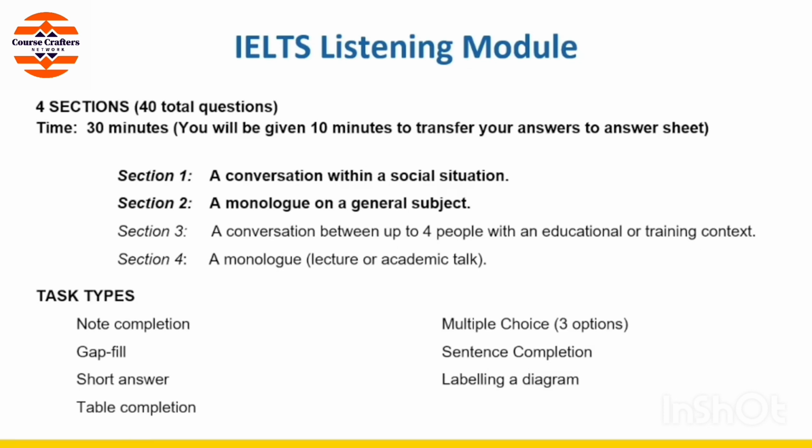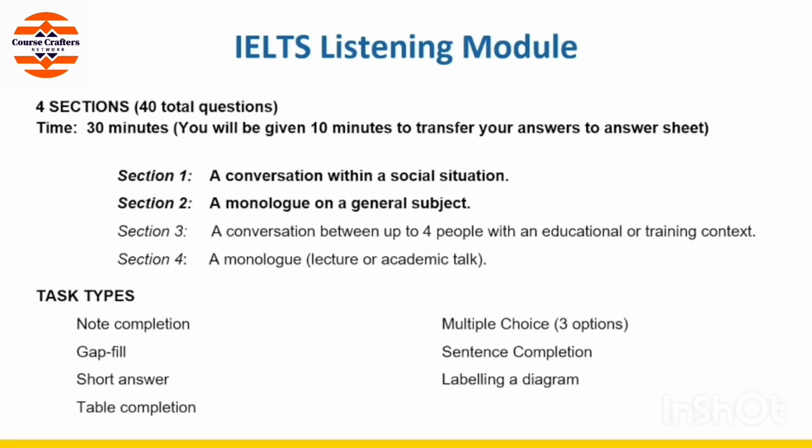In the IELTS test, you'll see 4 different sections. Section 1 is going to be a conversation within a social situation. Section 2 is going to be a monologue on a general subject. Section 3 is going to be a conversation between up to 4 people in an educational or training context. And the last section of the test, section 4, is a monologue, lecture, or academic talk. Most of the time, sections 3 and 4 are the most difficult ones for students. So you have to really try to do your best when you are completing sections 1 and 2.